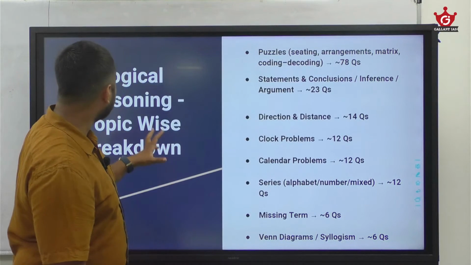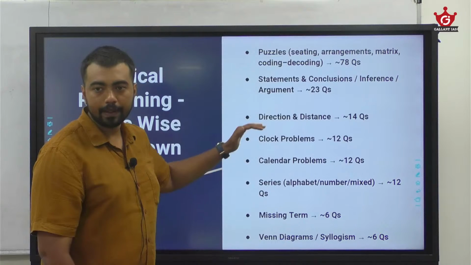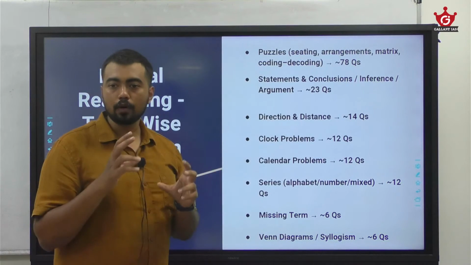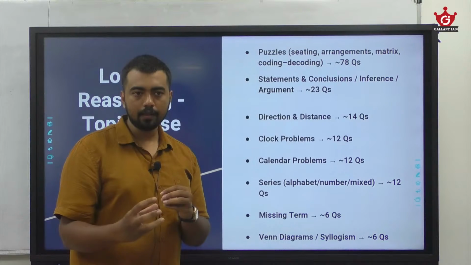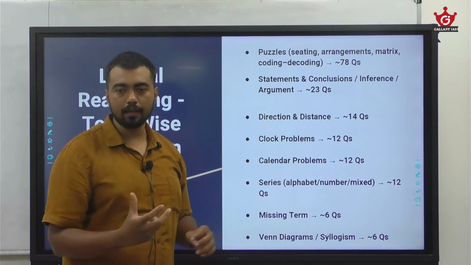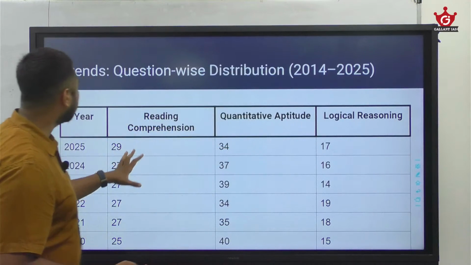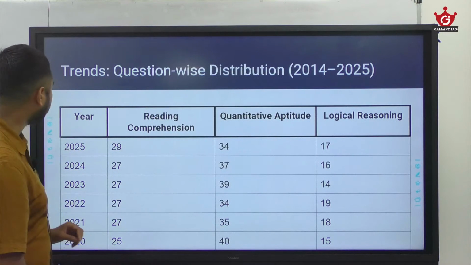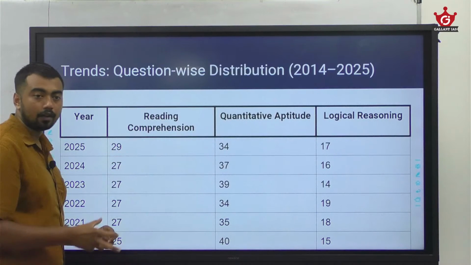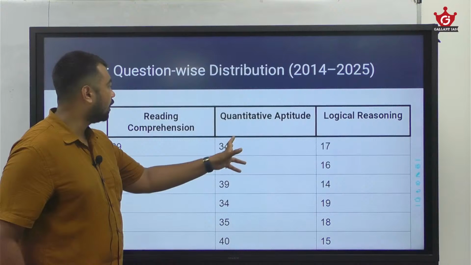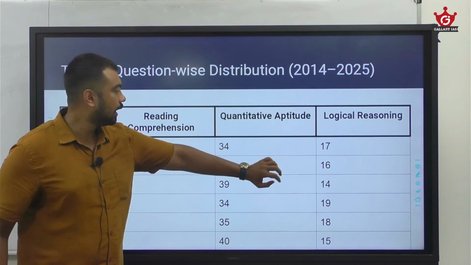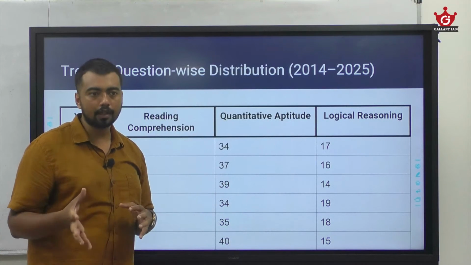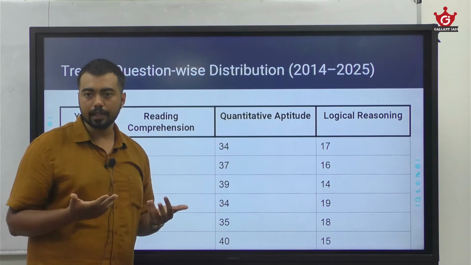So this is the topic wise breakdown from the last 12 years of CSAT and the number of questions asked from those parts. We will focus mostly on logical reasoning today. This is the question wise distribution, the trend of questions in CSAT in the last 12 years. As you can see, in 2025 there were 29 questions from reading comprehension, 34 from quantitative aptitude, and 17 from logical reasoning. And in this PPT I included a couple of more questions which are strictly not under logical reasoning, but can be attempted easily with some logic.